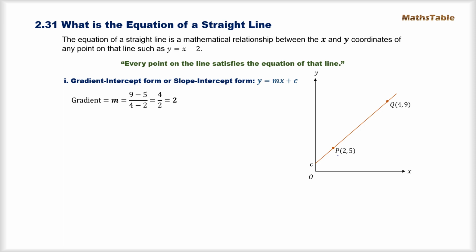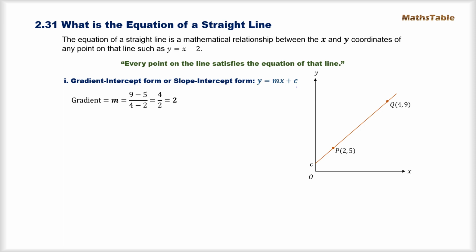Now, as we know that the gradient formula is basically the ratio of rise to run, and rise is calculated by taking the difference of the y coordinates of the 2 points, whereas the run is calculated by taking the difference between the x coordinates. So putting these values here, 9 minus 5 over 4 minus 2, we get the final value of the gradient, which is 2. So now our equation becomes y is equal to 2x plus c.